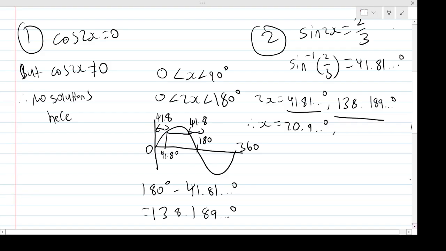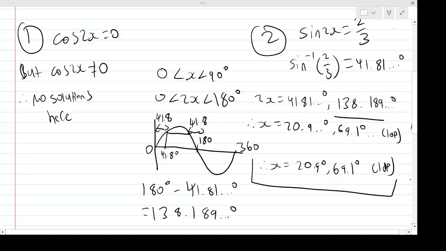And then if I divide this 138.189 by 2, I get 69.1 degrees, if I round it to one decimal place. And so those are my solutions then. So therefore, to one decimal place, the two values of x are 20.9 and 69.1 degrees.